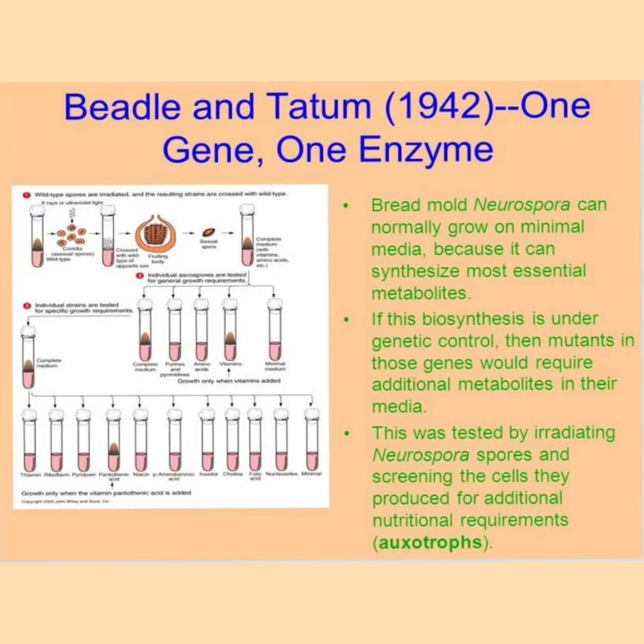Auxotroph. Wild type spores of Neurospora were irradiated with X-rays and ultraviolet rays, and the resulting strains were crossed with the wild type and grown in a medium. The medium showed that the vitamins were very much essential for the growth of these Neurospora.